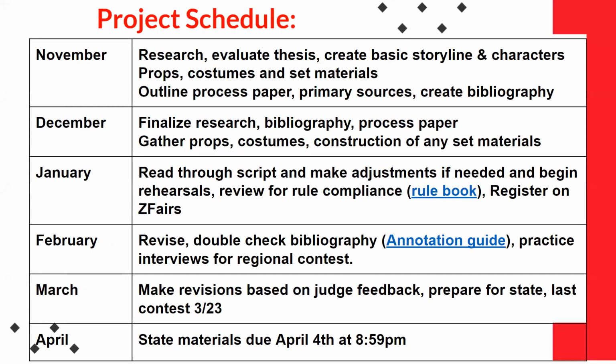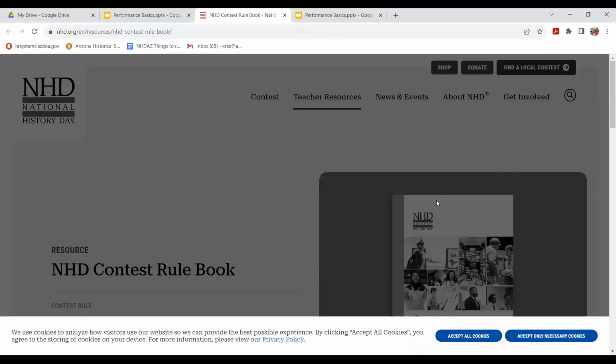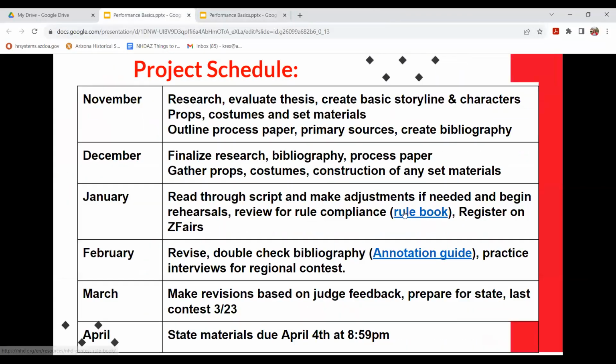Those of you that have already been researching, you're probably in that research evaluating phase. You're starting to get some ideas that are coming together. If you're preparing for 2024 spring regionals, this is a bit of a way to ensure that you'll have what you need. Don't forget that you're going to want to check out the NHD rulebook, because there are some specific things about performances that you can and can't have.